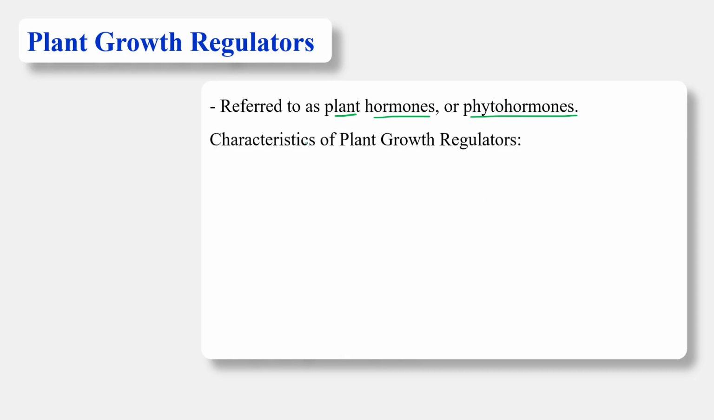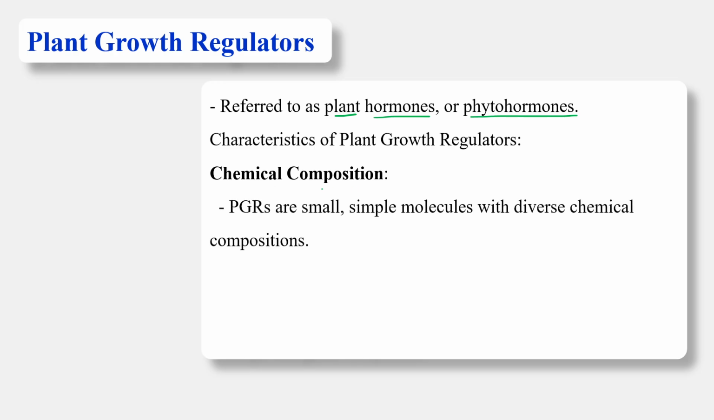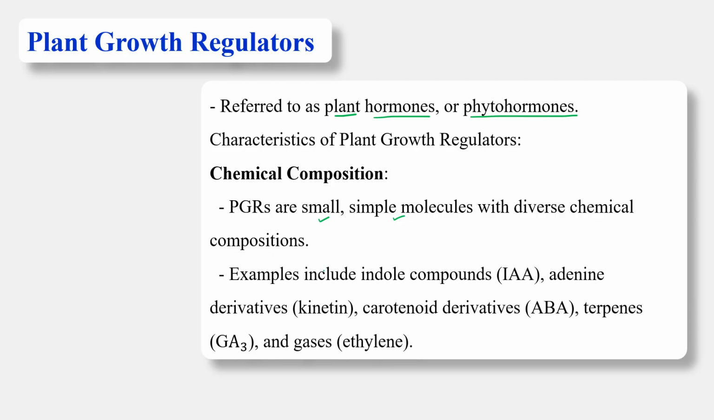Okay, now plant growth regulators, PGRs. They are also referred to as plant hormones or phytohormones. Now the characteristics of plant growth regulators: what is their composition? Plant growth regulators are small in size. These are simple molecules with diverse chemical composition.